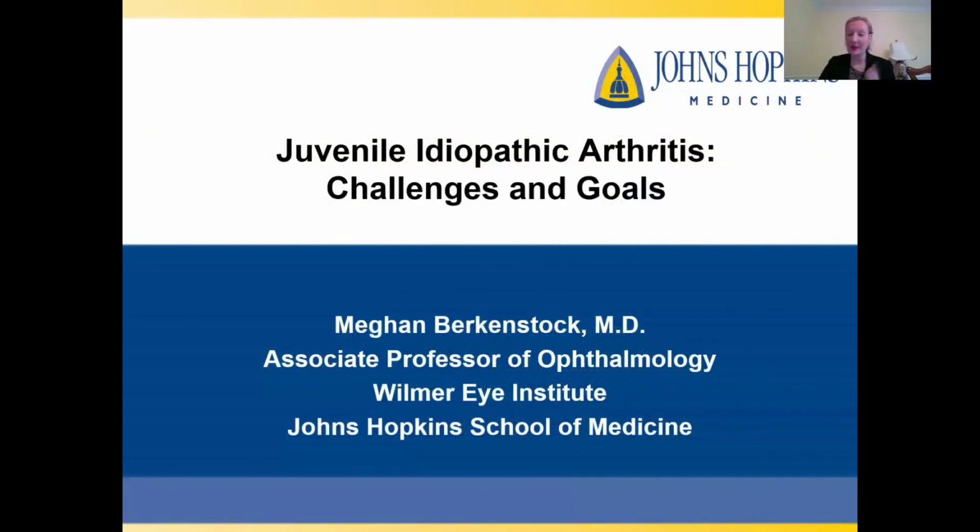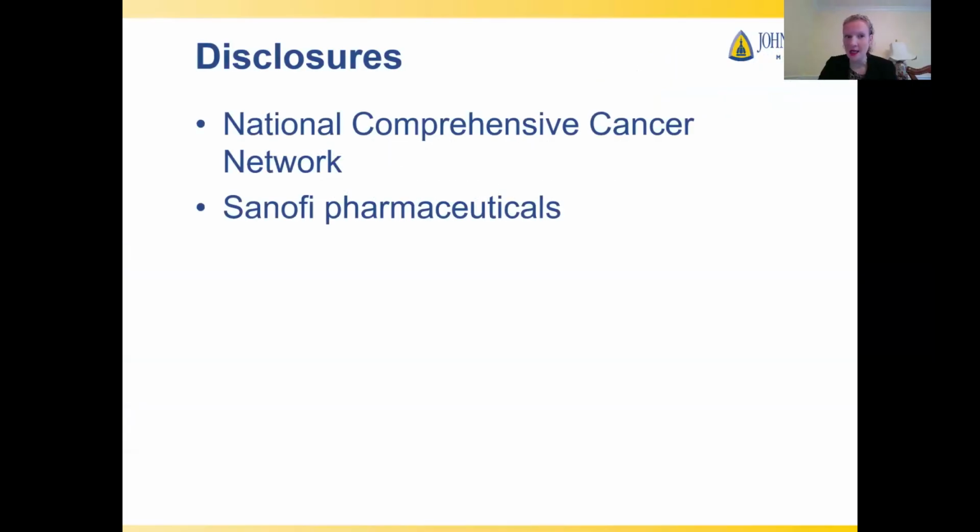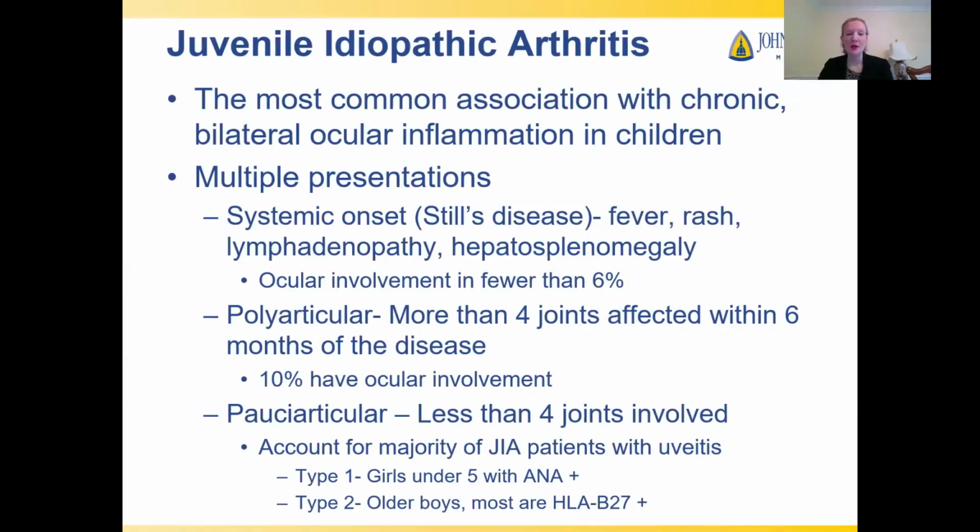Again, thank you for having me. I'm really excited to talk about JIA, both challenges and goals. These are my disclosures, none of which are relevant to the talk. We all know that juvenile idiopathic arthritis is the most common association with chronic inflammation in children. There are multiple presentations, with systemic onset being the least common, previously called Still's disease, with ocular involvement in less than 6% of children.